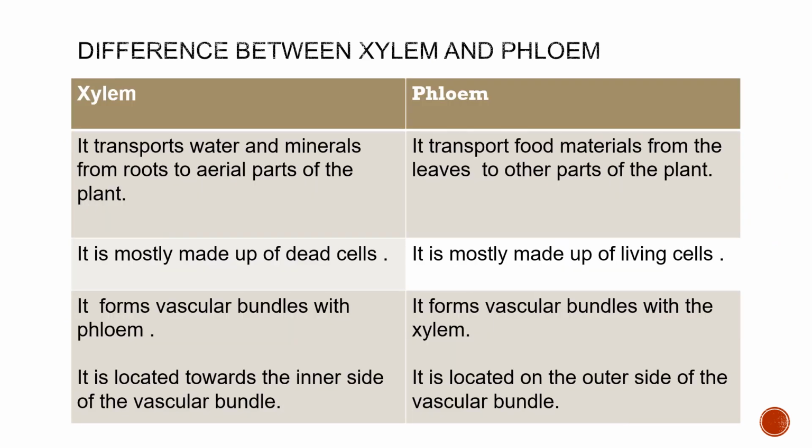Now we should know the difference between xylem and phloem. So what are the main differences between xylem and phloem? First of all, xylem transports water and minerals from roots to aerial parts of the plant, and phloem, what is it doing? It transports the food materials from the leaves to other parts of the plant.